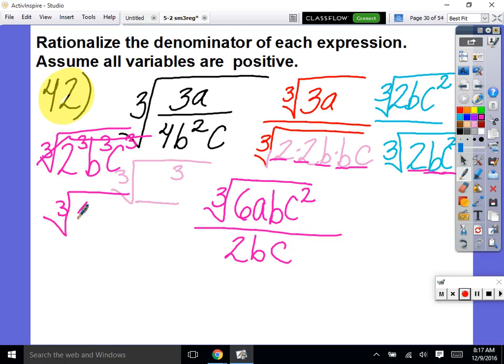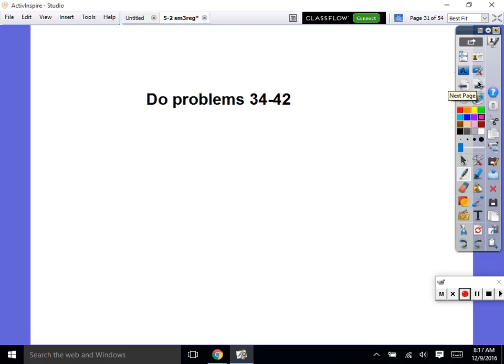Good question. 6 breaks down into 3 times 2 and then nothing more, right? We have to pull out groups of 3. There's not 3 3's, there's not 3 2's. So we leave them underneath as 6. Good question. Any other questions on that? Okay. Awesome. Okay, do problems 34 through 42 as practice.